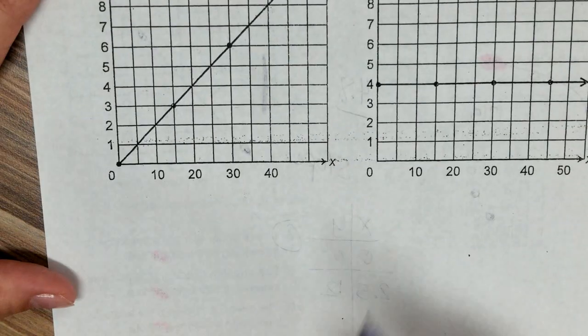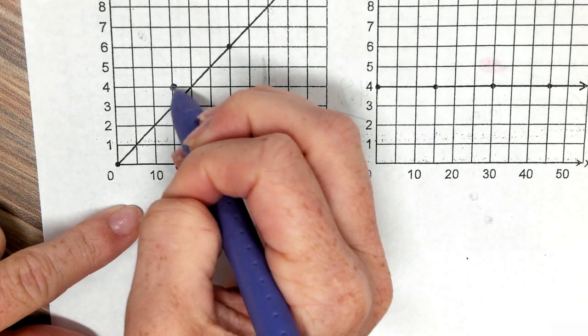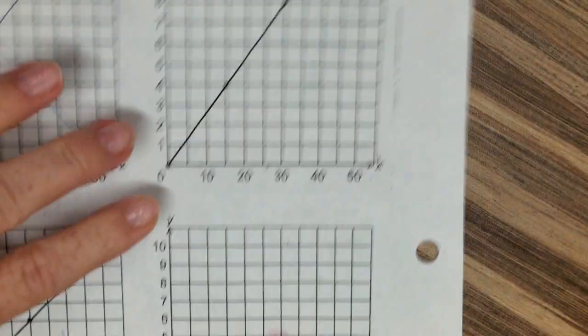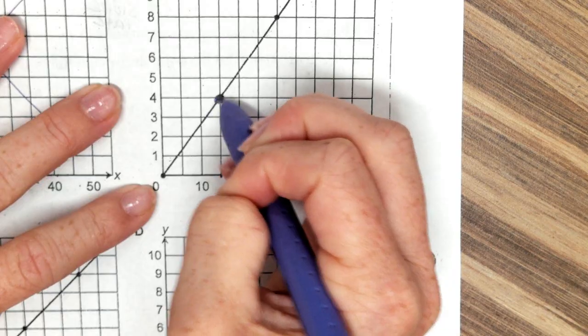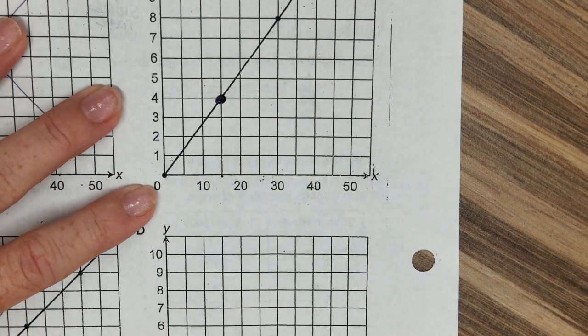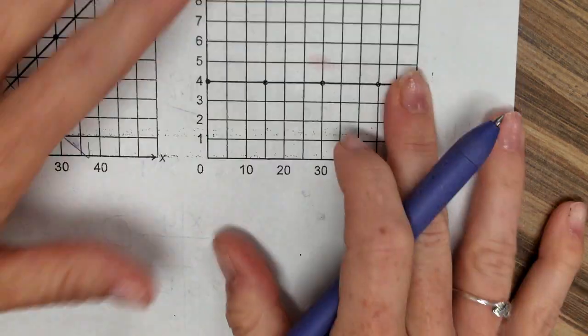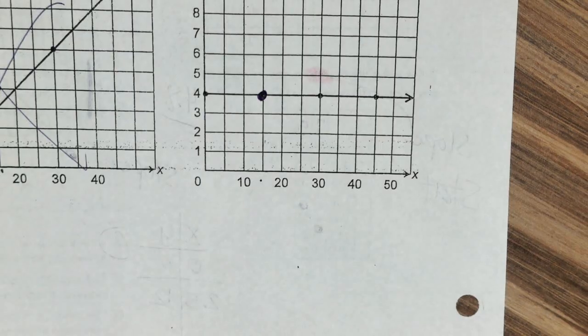Is this dot on that line? Okay, go to B. Go to 15. Go up to 4. Does this fit on that line? No. Go to C. Go to 15. Go up to 4. Is that dot on the line? Then that's your answer. Now, real quick, go to D. Go to 15. Go up to 4. Did it fit on the line? Why is it not the answer?